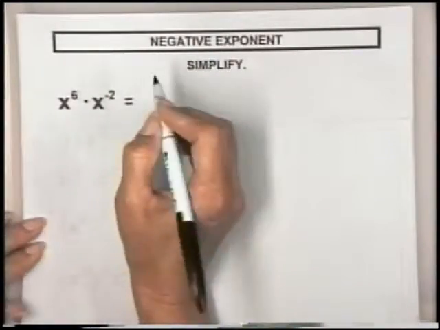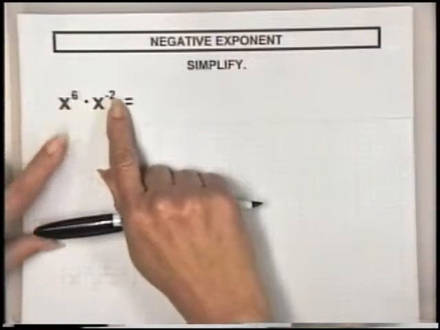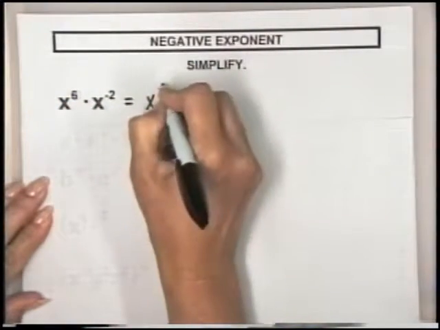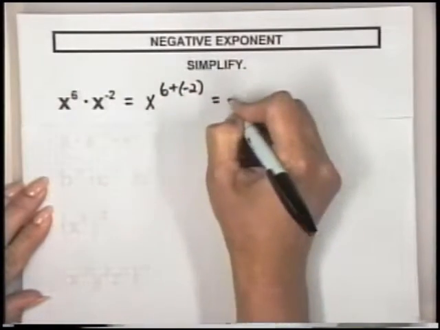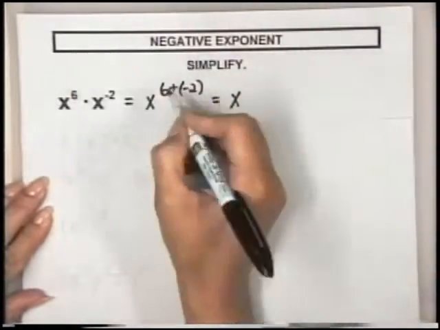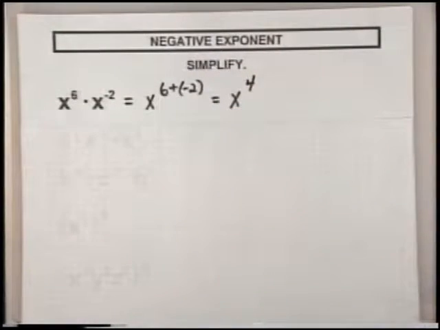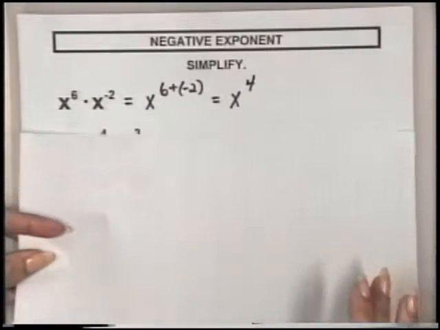I will use my laws of exponents. When I am multiplying like bases, then I add the exponents. So this is equal to x raised to the 6 plus the negative 2. That would be x to the 4th power. I have no negative exponents. I cannot reduce, and there are no other operations to perform. So this is simplified.